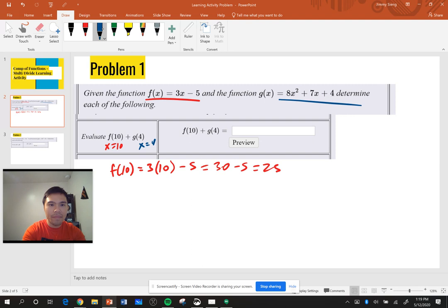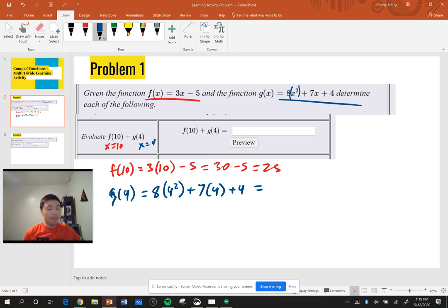Next one is g of 4. So this is different because you have an exponent now, right? But basically, when you're putting this in your calculator, make sure you put the parentheses for the x value. Or if you have an exponent, you can just put it there, knowing that you need to isolate and do that first before you times it with the other number. So we're going to have 8 times 4 squared plus 7 times 4 plus 4. I'm just going to use my calculator. Let's see, we got 8 times 4 squared plus 7 times 4 plus 4. That should give you 160.